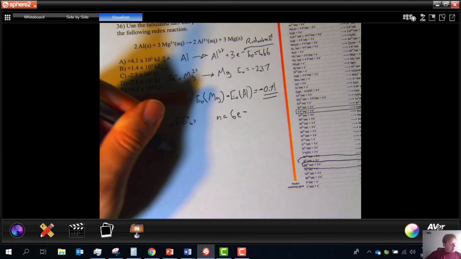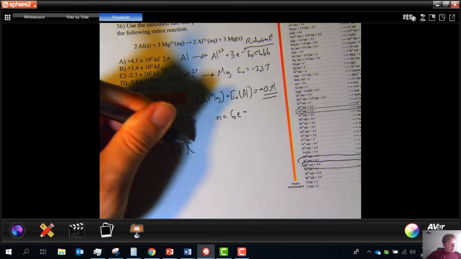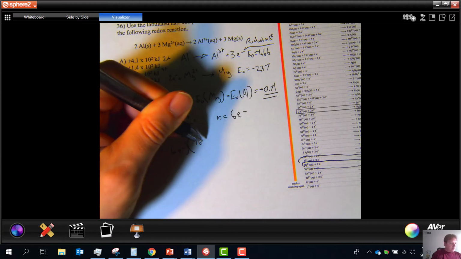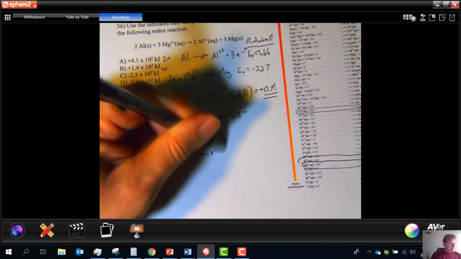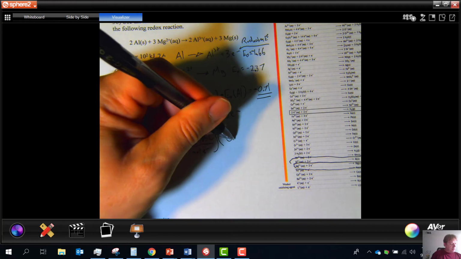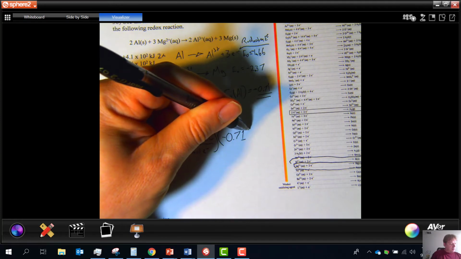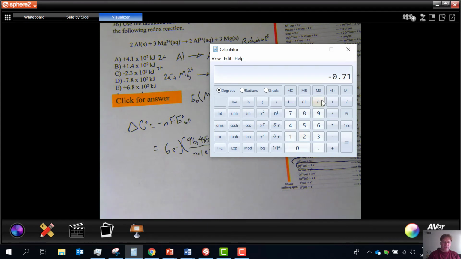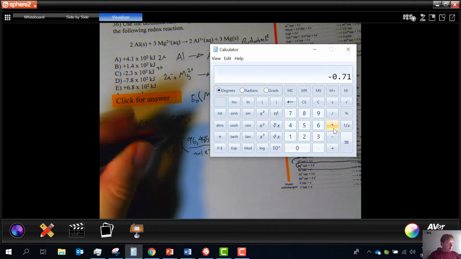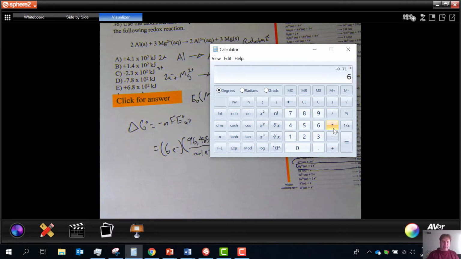So delta G here would be 6 electrons times Faraday's constant, 96,485, and the units there are coulombs per mole of electron. And then the cell potential we found was 0.71, and the units there are volts. Okay, so we'll do the math. So negative 0.71, and let me put the parentheses there, times 6 electrons times 96,485, and we get this. The units here would be joules, so I'm going to divide by 1,000 so we get kilojoules. We'll often want to do that.